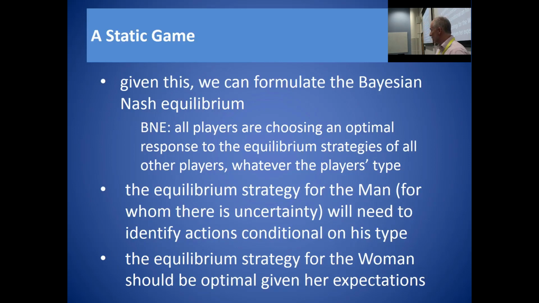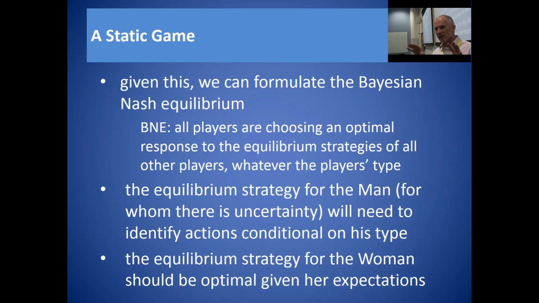So that will be based upon her expectations, what she thinks the man is going to be. And that's what we need to identify. But if you think about it, there's a word that I've dropped in there as well. The equilibrium strategy for the woman should be optimal given her expectations. Now, where did we use that term before? We've dropped in that idea, expectations, when we looked at mixed strategies, when you couldn't know for sure what your fellow player was doing.